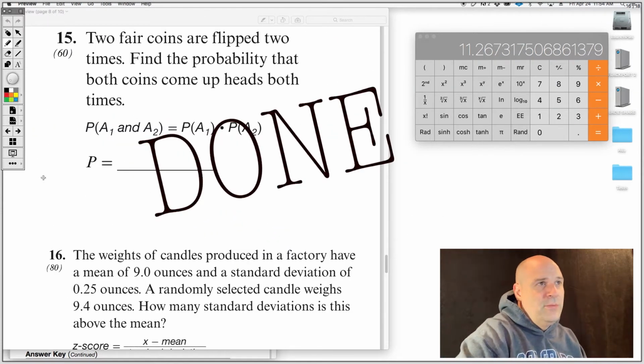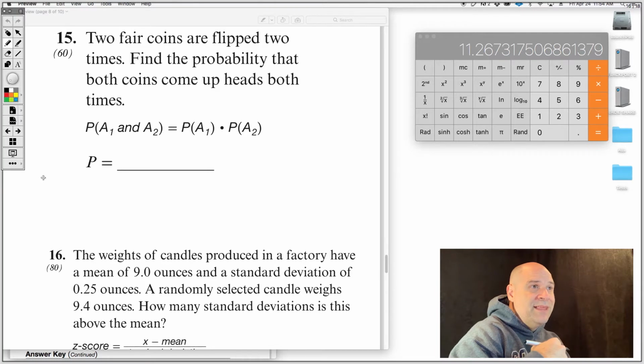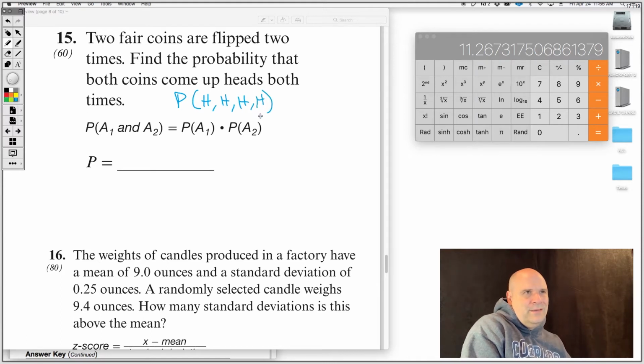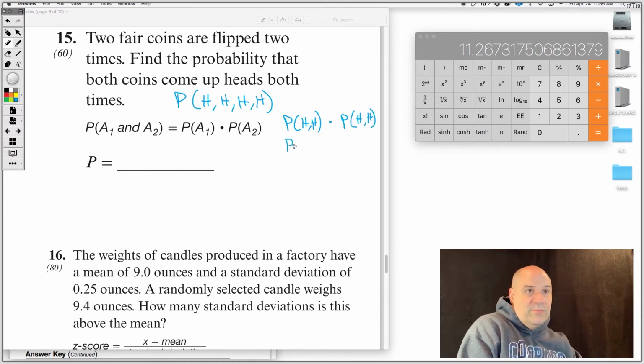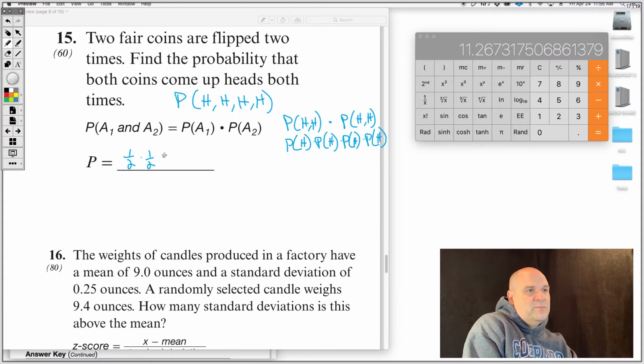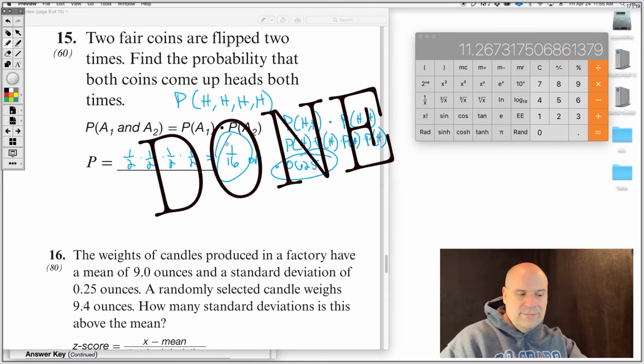All right, another probability problem. Number 15, two fair coins are flipped, not those weird unfair coins. Find the probability that both coins come up heads both times. This is worded weird, but this is just the probability of heads, heads, heads, and heads. Probability of heads and heads times another probability of heads and heads. Really that's the probability of heads four times. That's just 1/2 times 1/2 times 1/2 times 1/2, which is 1/16, or 0.0625. That's it. Good job.